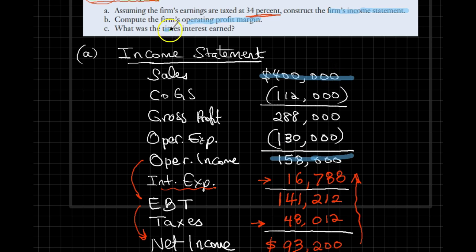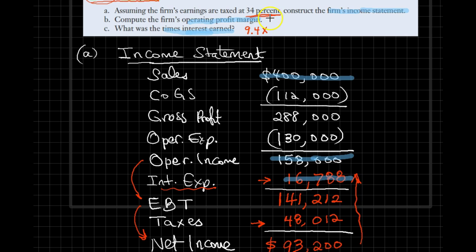And finally, for times interest earned, all you need is operating income again, which is 158, remember, divided by interest expense in the amount of $16,788. That one should give you 9.4 times, because it's times interest earned. The unit of this ratio is times, so the answer would be 9.4 times. Let me write that down here. So the answer to part C would give you 9.4 times.